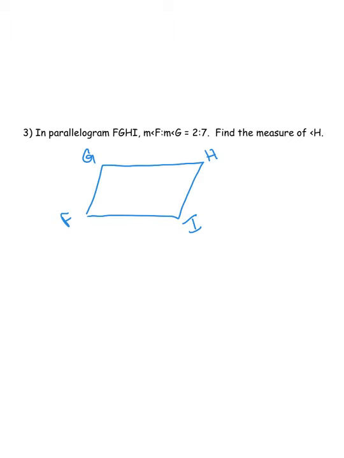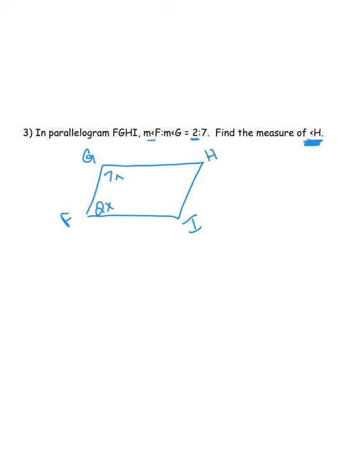It says the ratio of angle F to angle G is 2 to 7. When you see the word ratio, your teachers at some point should have said put an X after it. So F is the first one, so F is 2X. G is the second one, so G is 7X. The question says find the measure of angle H.